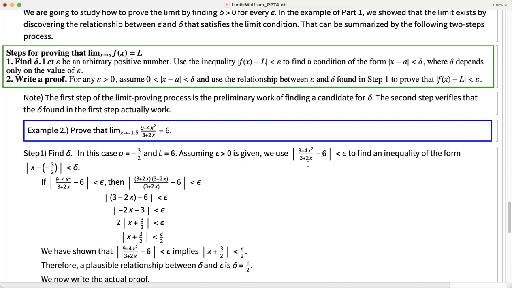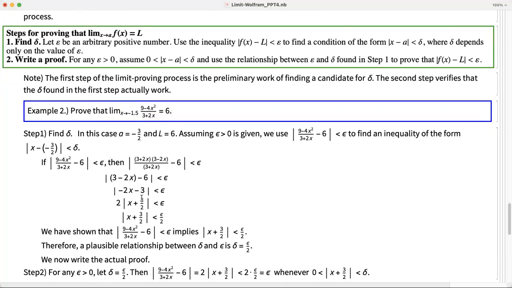Now we're going to simplify the quantity inside the absolute value: 9 minus 4x squared over 3 plus 2x. The top we can definitely factor: 3 plus 2x times 3 minus 2x, and then 3 plus 2x cancels top and bottom. So we get just a polynomial, 3 minus 2x minus 6. Now we have to express negative 2x minus 3 in terms of x minus a. What is x minus a? It's x plus 3 halves. To get that, we factor out 2, so we get 2 times the absolute value of x plus 3 halves. You see the x plus 3 halves, so this is x minus a.